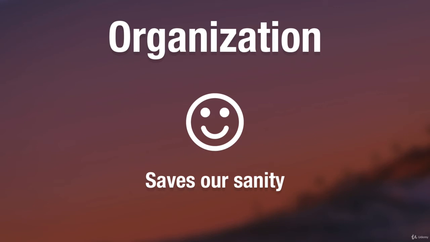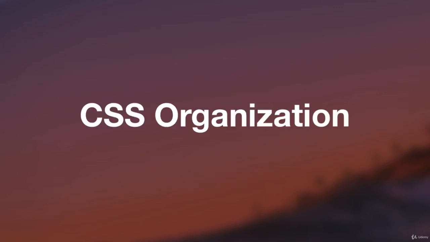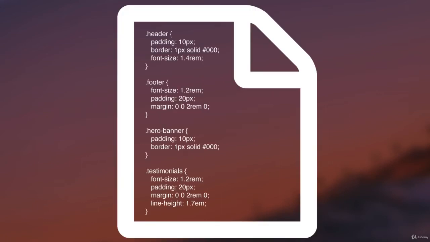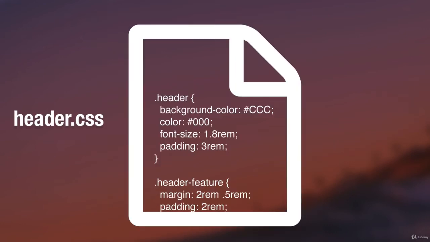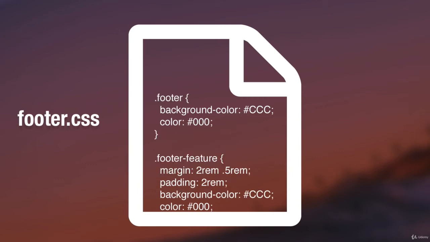Let's begin with CSS organization. As we write the CSS for our website, we don't want to place all of the code within one single huge CSS file. Instead, we want to stay organized by keeping our CSS separated in multiple bite-sized files. So, for example, any CSS code related to the header of the website would go in its own file named header.css. Any styles related to the footer of the website would go in a file named footer.css.